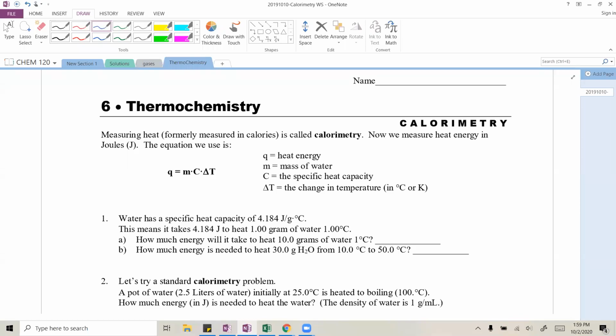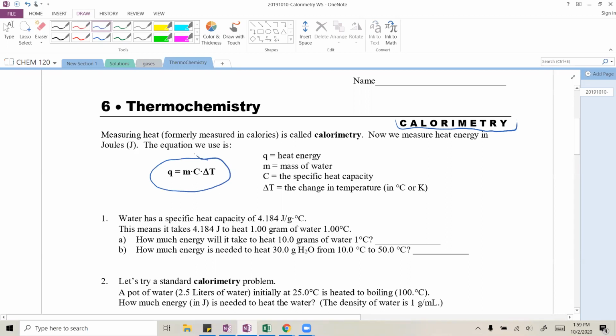Okay, so chapter 6 is our thermochemistry one. And so the first one that we're going to try to focus on is our calorimetry. Now, calorimetry is what we're going to use in a lot of different cases to measure the energy related to a process. In this beginning part, our calorimetry is focusing on our heat change.